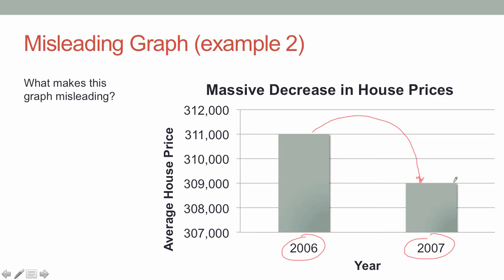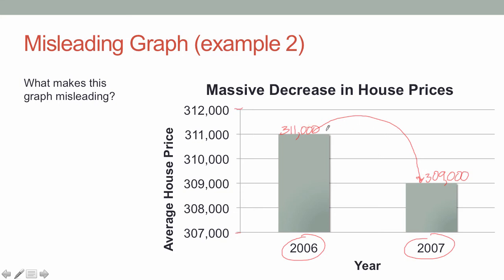Let's read a little bit more. Let's look at all the axes. This is showing the average house price. But my scale is really interesting on my Y values. I'm starting at 307,000 and going up to 312,000. That's not really that much. So this is saying, well, house prices here were 311,000 and they went all the way down, such a dramatic drop. They went all the way down to 309,000.